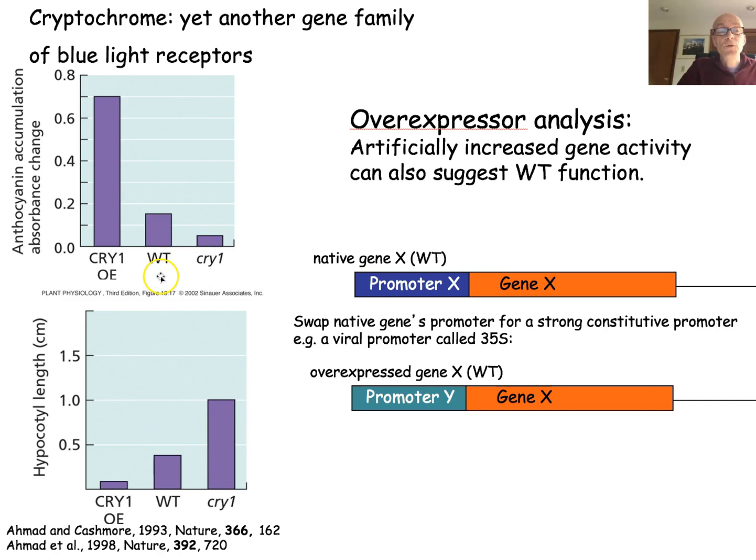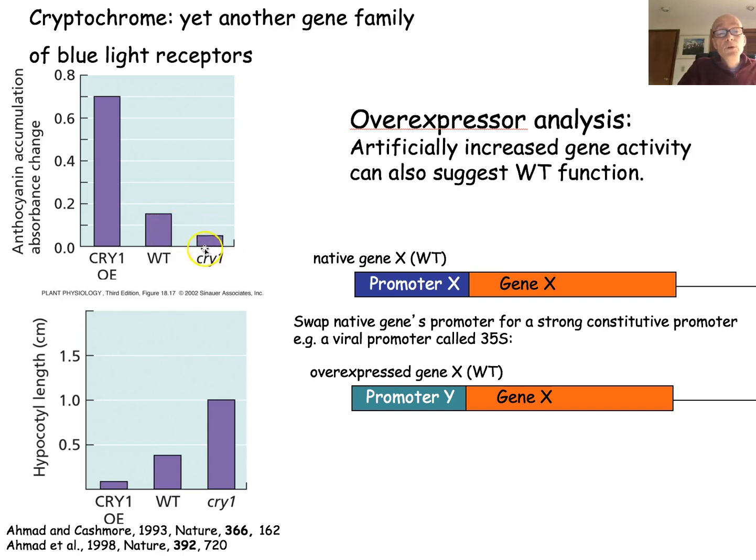And then for another example, for another function of cryptochrome, wild type produces a certain amount of anthocyanin. That's a sunscreen, some sort of a secondary metabolite that allows plants to grow and not be affected by too much light. So plants usually have some sort of anthocyanin. It's a bluish, reddish type of compound.